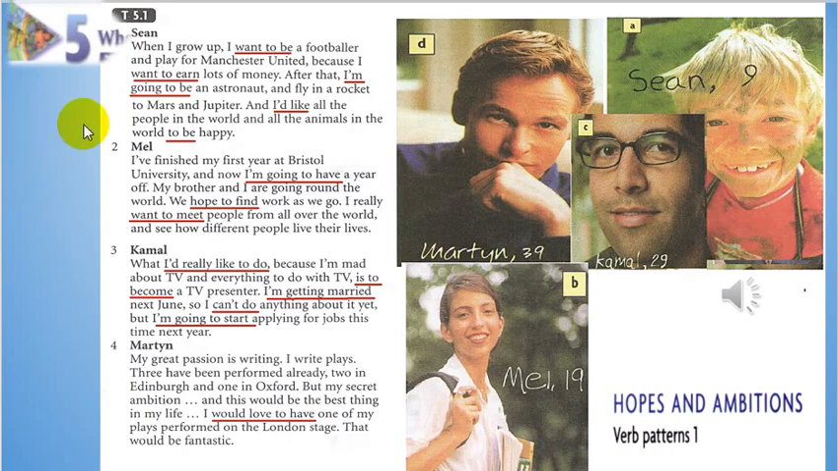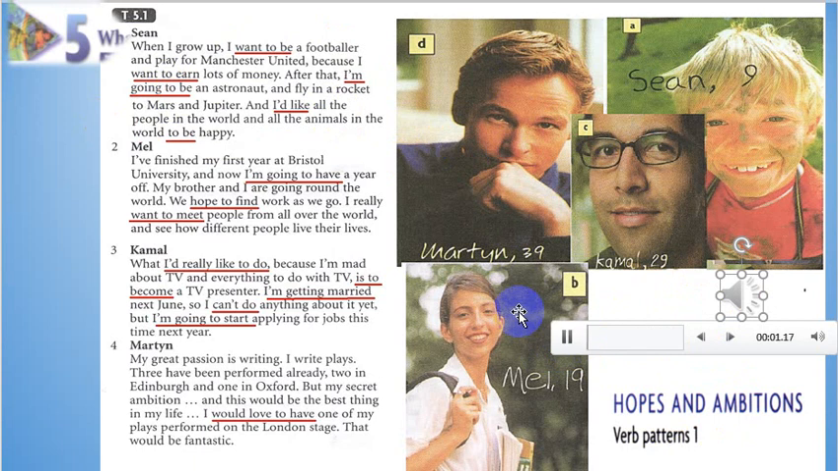Now, in 5.1, there's a text, a tape script, that you can consider as an exercise on verb patterns. You can identify the verb patterns. As you can see, I underlined them with a red line for you. Let's listen to the first tape script. Okay. Hopes and ambitions, verb pattern number 1. Let's listen.